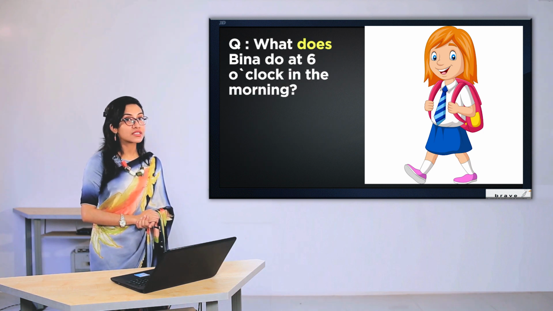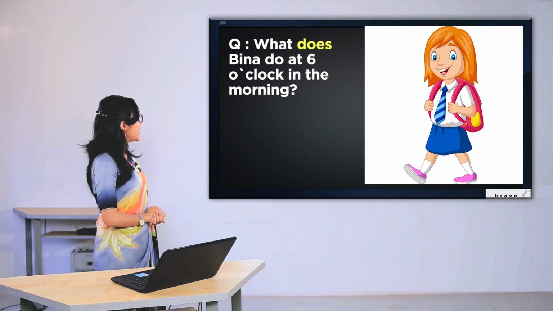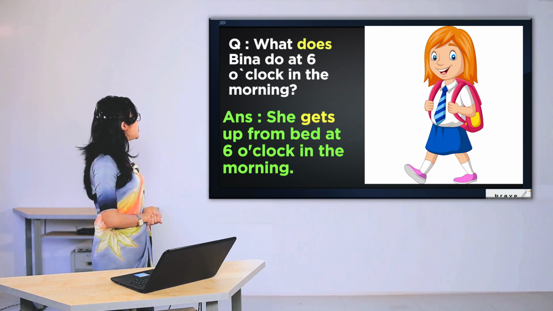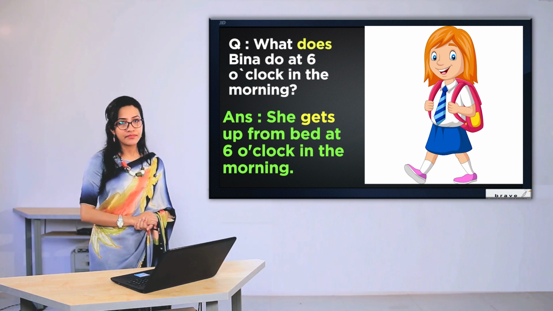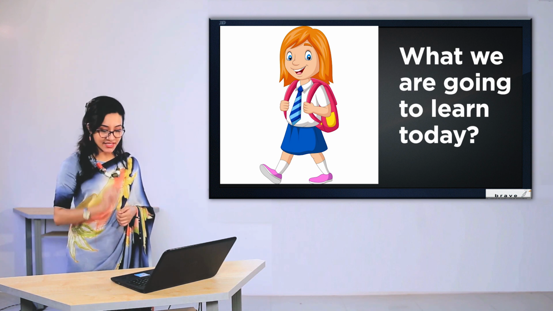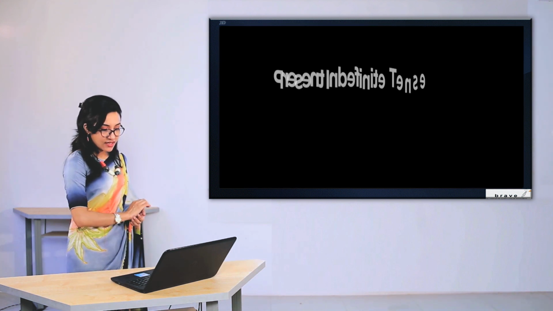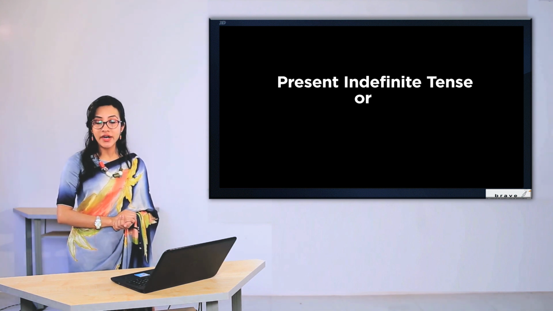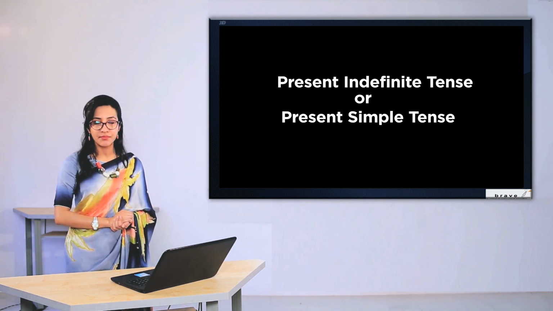Now how can we ask the second question? We can say, what does Bina do at 6 o'clock in the morning? When we answer this question, we may say that she gets up from bed at 6 o'clock in the morning. So I think you have already understood what we are going to learn today. Yes, you're right. The topic that we are going to learn today is present indefinite tense, or it is popularly known as present simple.